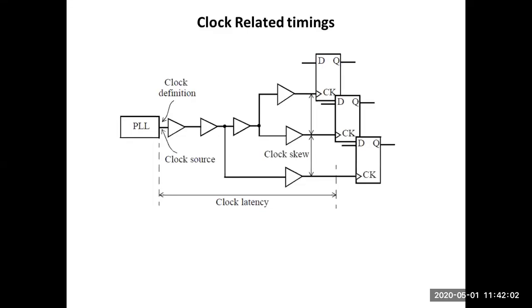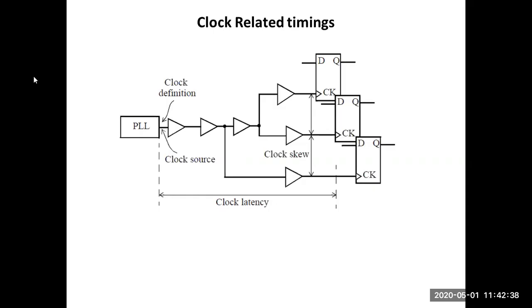Suppose this is a circuit. In this circuit, we have various flip-flops. There are flip-flops at the output, and there is a PLL. This PLL is a phase lock loop. This is a circuit which generates a stable clock to our circuits. In microprocessors like i5, i7, Core 2 Duo, or other Pentium processors, we generally use a PLL circuit inside. That PLL circuit generates a stable clock to the various blocks in the processors.